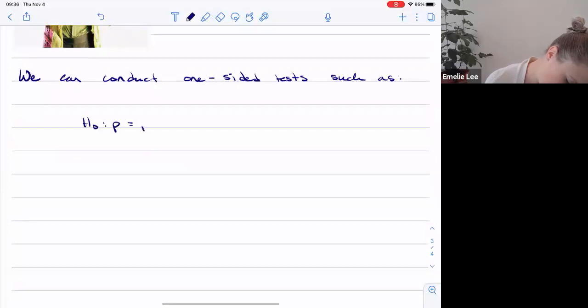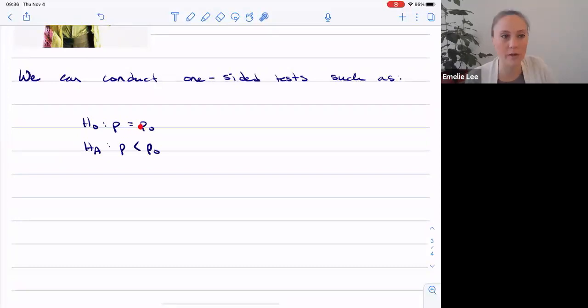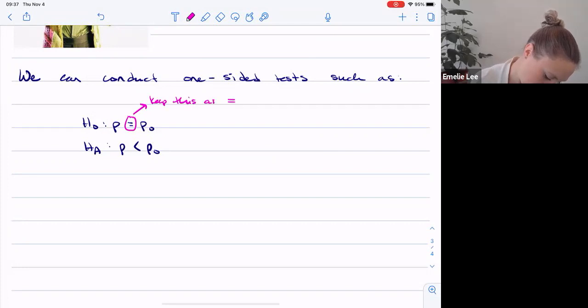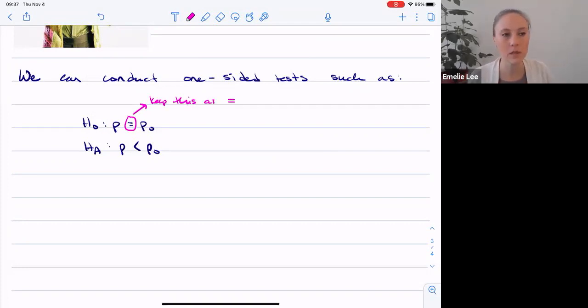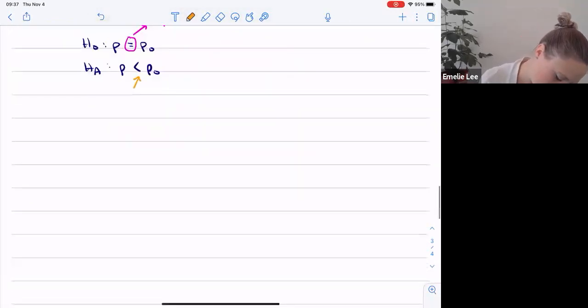H0 is that P is equal to P0, that stays the same, but the alternative hypothesis is that P is less than P0. In this course, for simplicity's sake, because we can rewrite this: if this is P less than some P0, then the null could be greater than or equal to, but for simplicity, we keep this as an equal sign. Okay, so now this is a one-sided test.